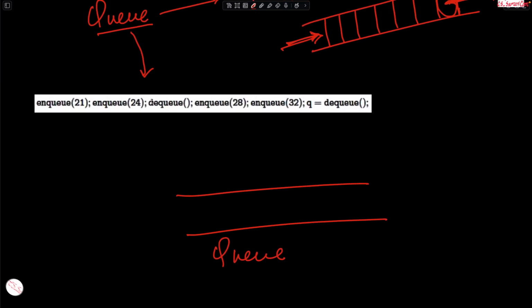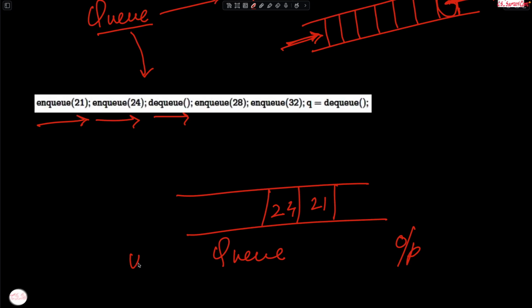Very good. Now let's see. 21 is enqueued. Enqueue means insertion, dequeue means basically retrieval. Okay, so 21 is enqueued over here. After that, 24 is enqueued, so 24 is enqueued over here. After that, a dequeue happens. The output happens from this place, the input happens from this place. That is how the queue operates, right?